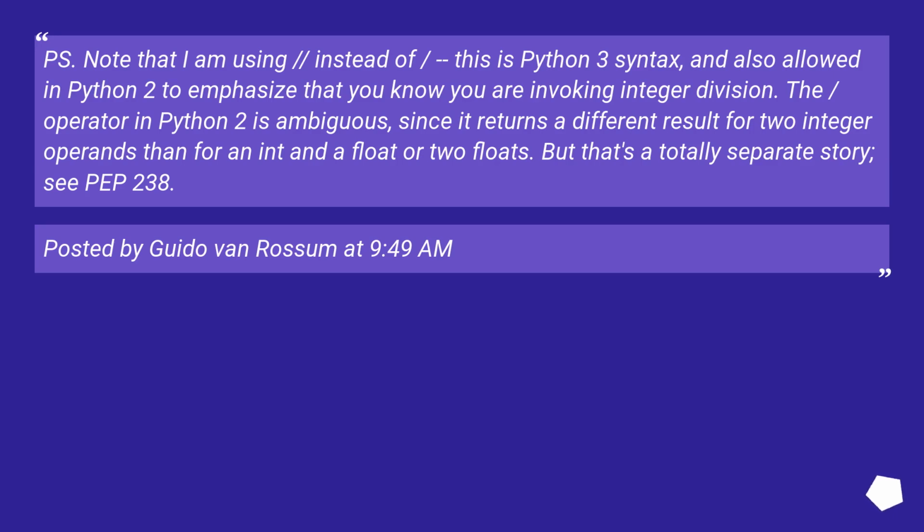P.S. Note that I am using // instead of /. This is Python 3 syntax, and also allowed in Python 2, to emphasize that you know you are invoking integer division. The / operator in Python 2 is ambiguous, since it returns a different result for two integer operands than for an int and a float or two floats. But that's a totally separate story. See PEP 238. Posted by Guido van Rossum at 9:49 AM.